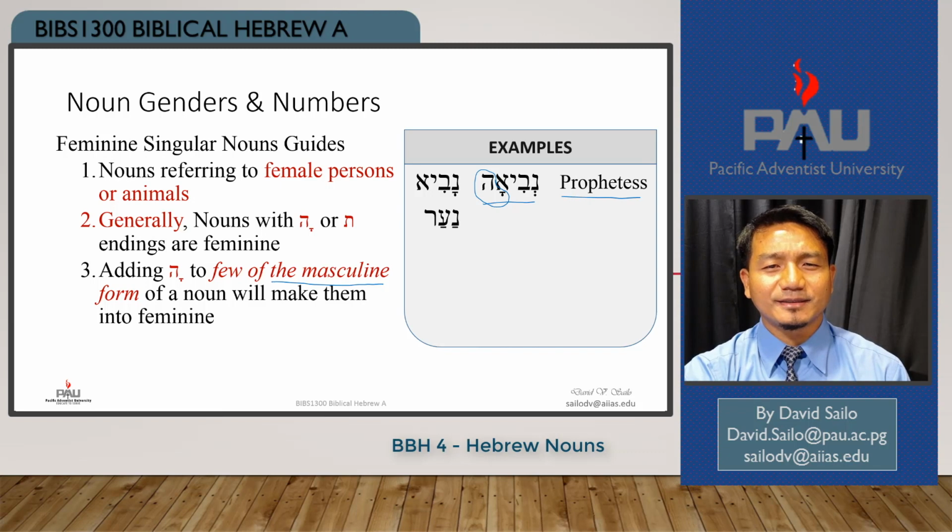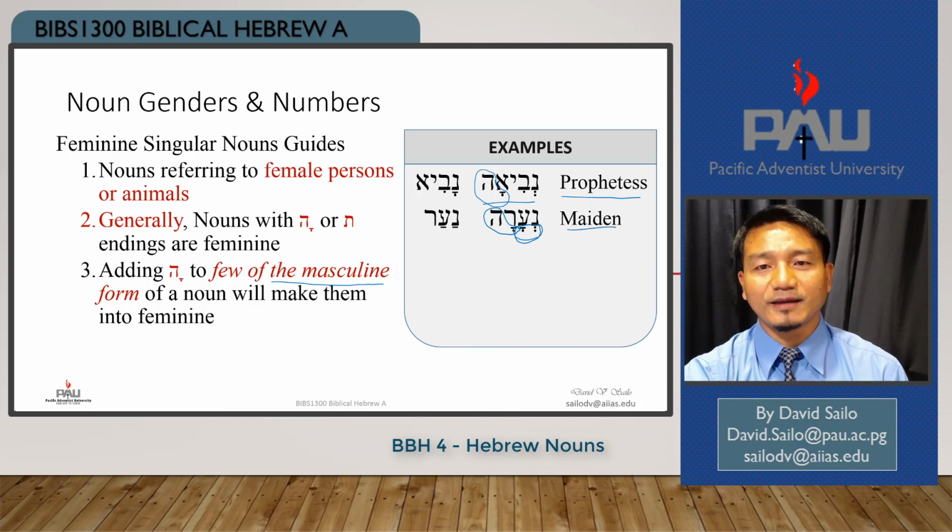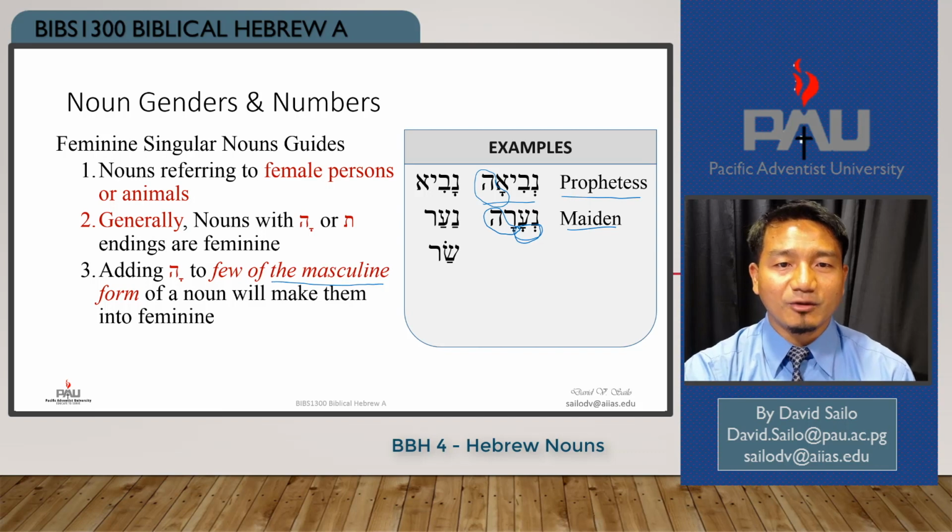Na'ar, this is a word for a young lad. From here, if we add the ending, but here a few changes are needed, okay? You need some changes here. And then if you add the kamets he at the end, it becomes a maiden, a feminine word, okay? A feminine word.